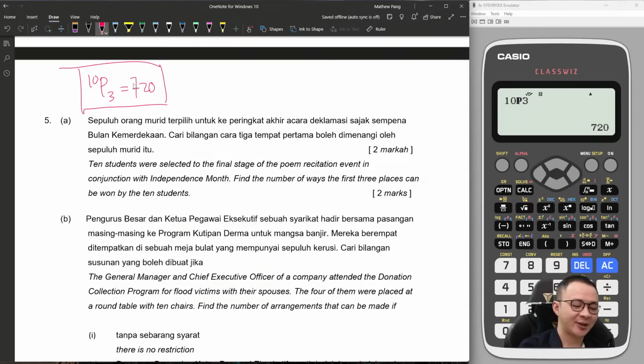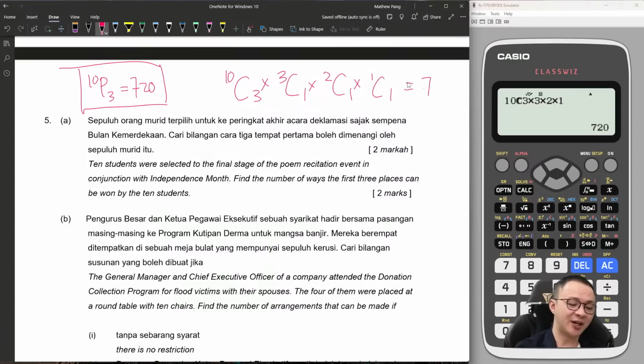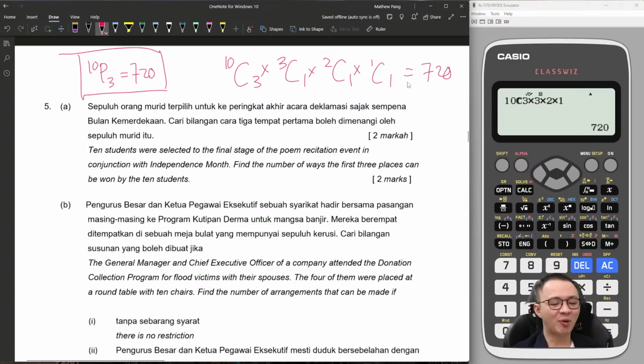It's like this. 10 students, I choose 3 students. Then from the 3 students here, I choose 1 for the first prize. Then I still have 2 students left. From the 2 students there, I choose 1 for the second prize. And then the last student will take the third prize. Then multiply that. Okay, you can do that also. So 10C3 times 3C1 is 3, 2C1 is 2, 1C1 is 1. So it's still 720. Maybe this one makes more sense to some students.